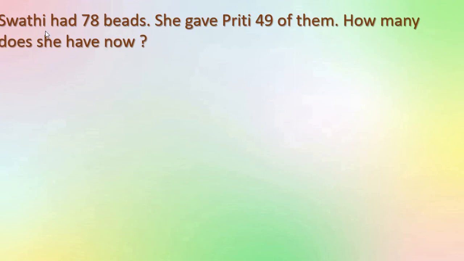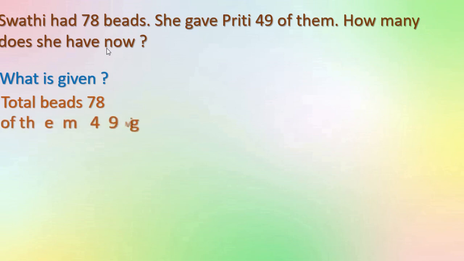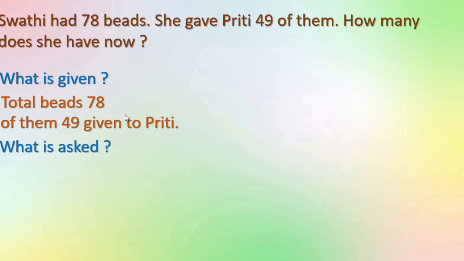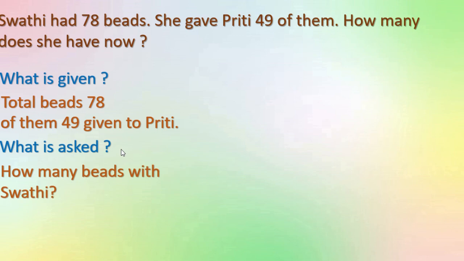One more. Swati had 78 beads. She gave Preeti 49 of them. How many does she have now? What is given? Total beads 78. Of them 49 given to Preeti. This is given. Next thing is, what is asked here? What to find out? How many beads with Swati? After giving 49 to Preeti, how many remained with Swati?